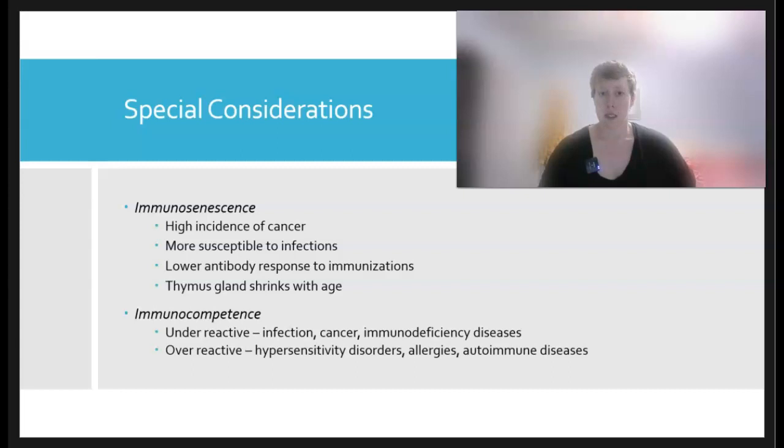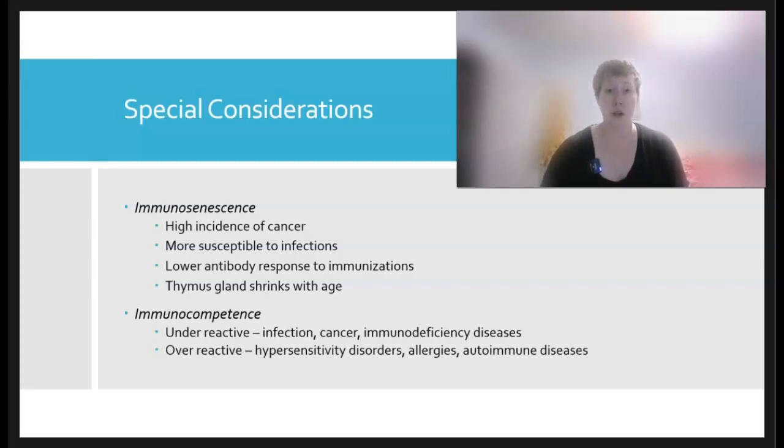Immunocompetence, that's easy, right? It's a competent immune system. Table 14.7 outlines some good examples of hypersensitivity reactions. Do not memorize the 4 types of hypersensitivity reactions, right? So you have your competent immune system, and then you can have an underreactive immune system or an overreactive immune system. Underreactive would be like immunodeficiency diseases like HIV, cancer.